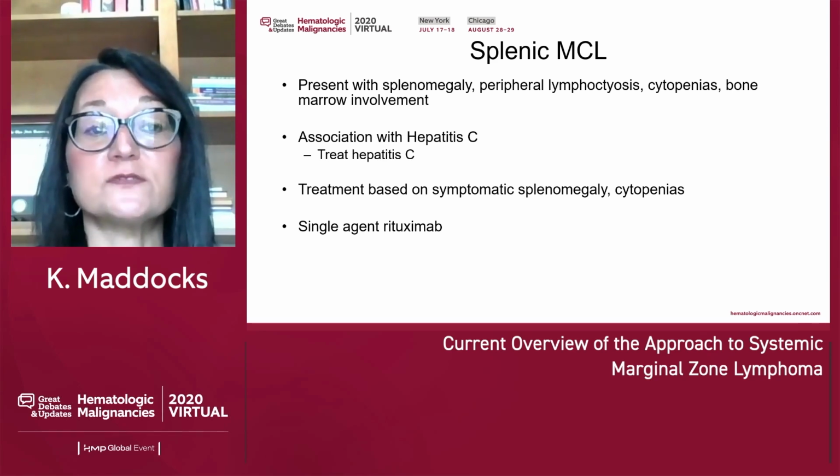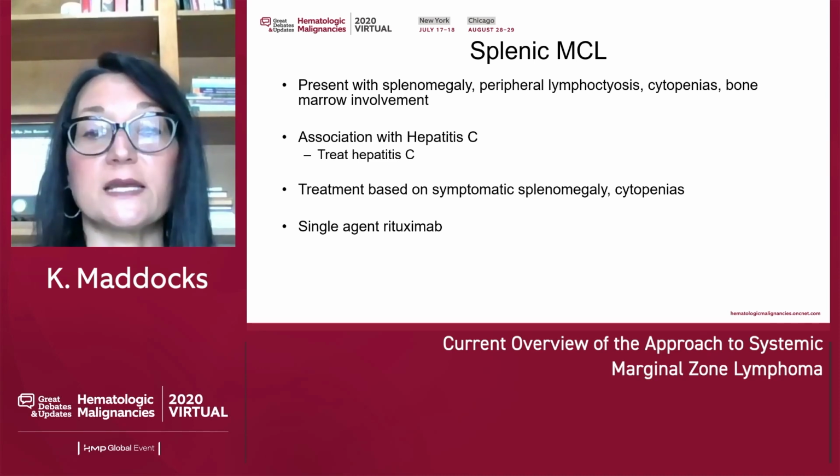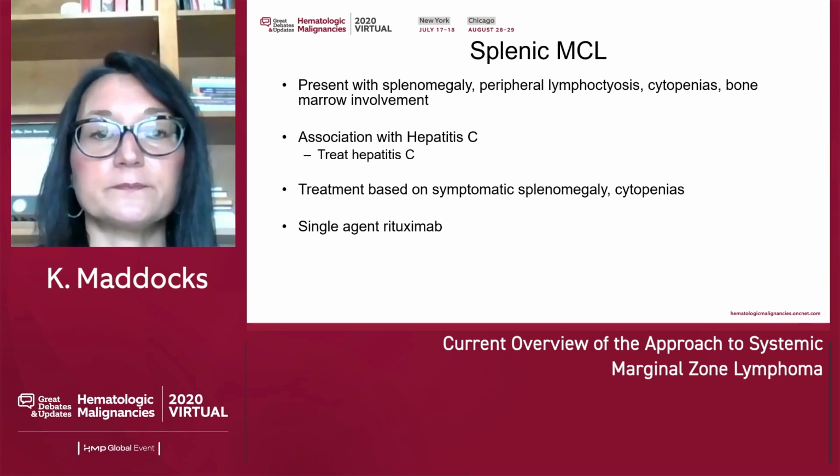These patients can be observed until they're symptomatic, which often happens from progressive splenomegaly or cytopenias. They respond very well to single-agent rituximab therapy.